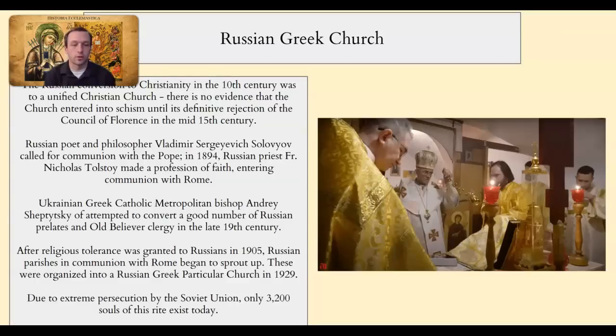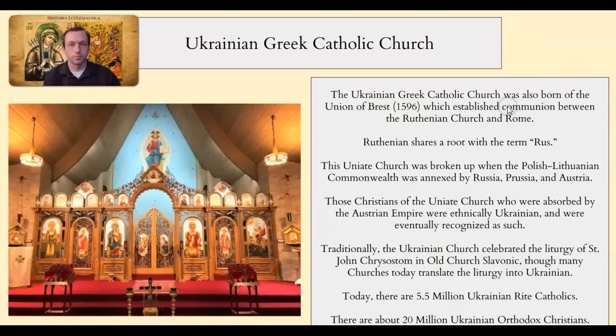After religious tolerance was granted to Russians in 1905, Russian parishes in communion with Rome began to sprout up. These were organized into a Russian Greek Particular Church in 1929. But due to extreme persecution by the Soviet Union, only 3,200 souls of this Russian Greek Church remain today. There are, in contrast, approximately 90 million Russian Orthodox Christians.